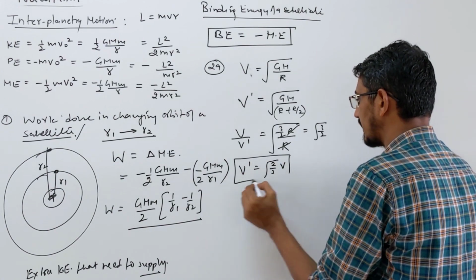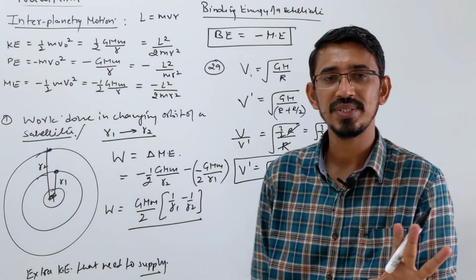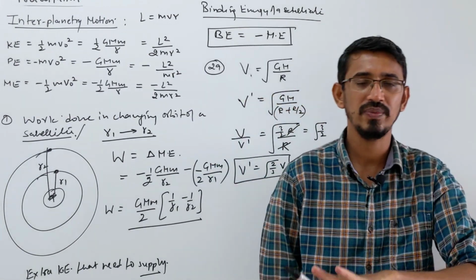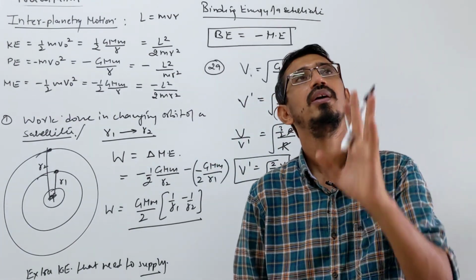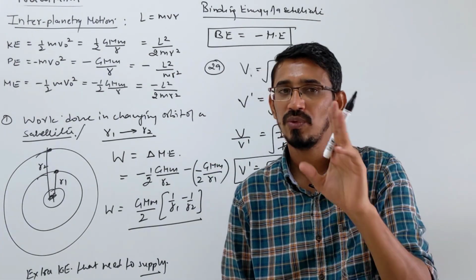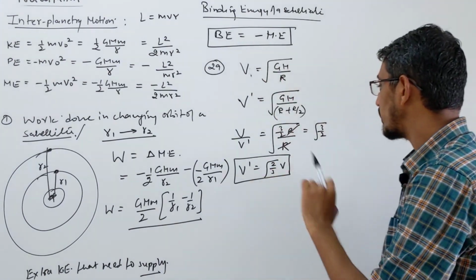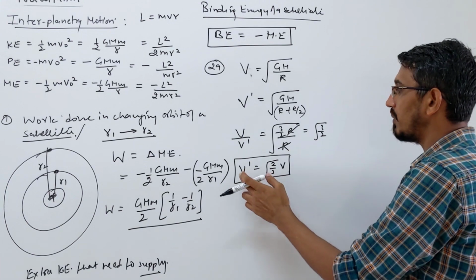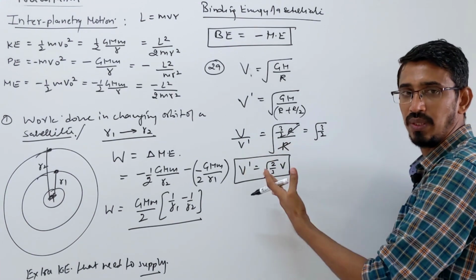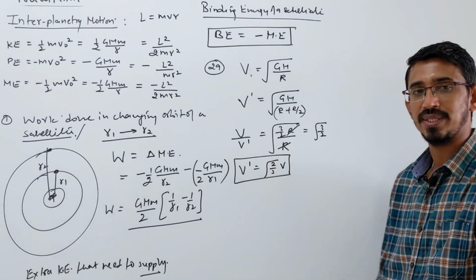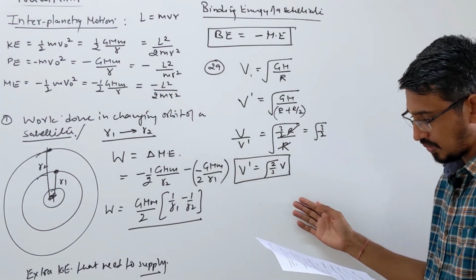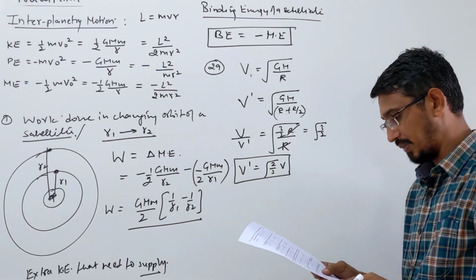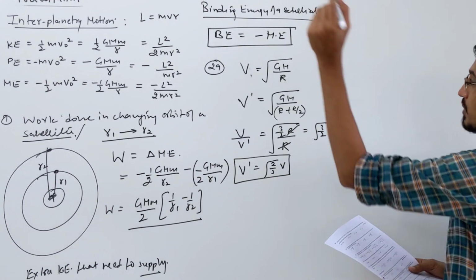Always remember that the maximum velocity of a satellite is when it's very close to the surface of Earth. When you go higher, the orbital velocity will decrease, so your final answer should be less than that. Suppose by mistake you write root 3 by 2, then you see that V dash becomes more than V, and that should not be your answer. So that's your answer, the third option. Okay, question number 30.